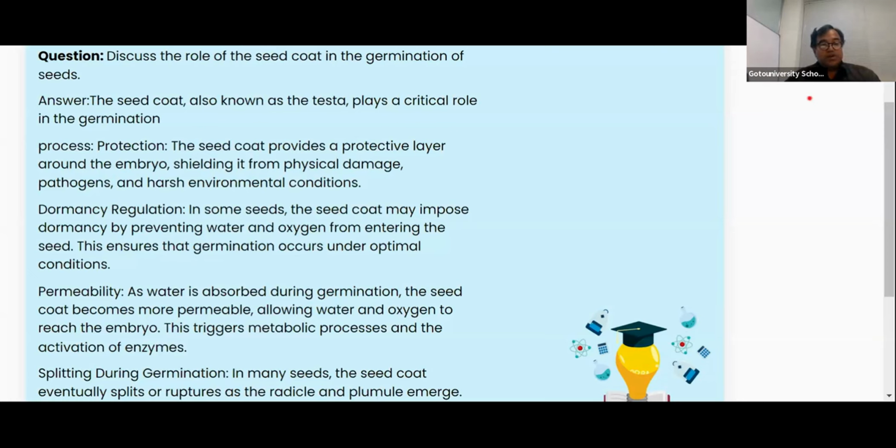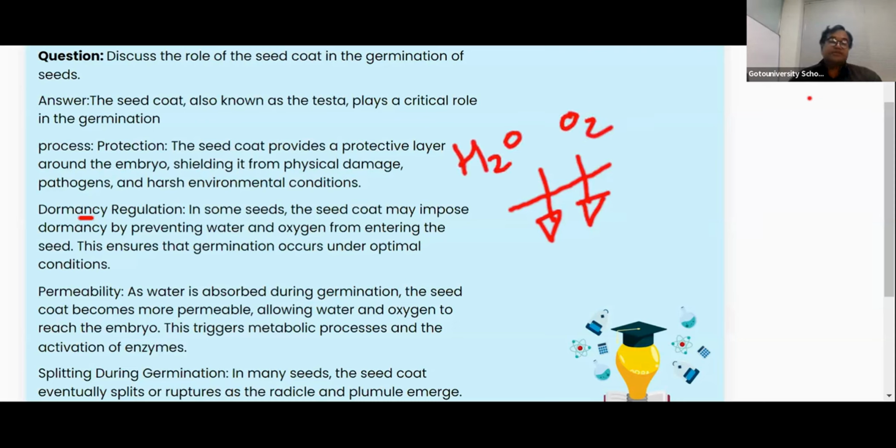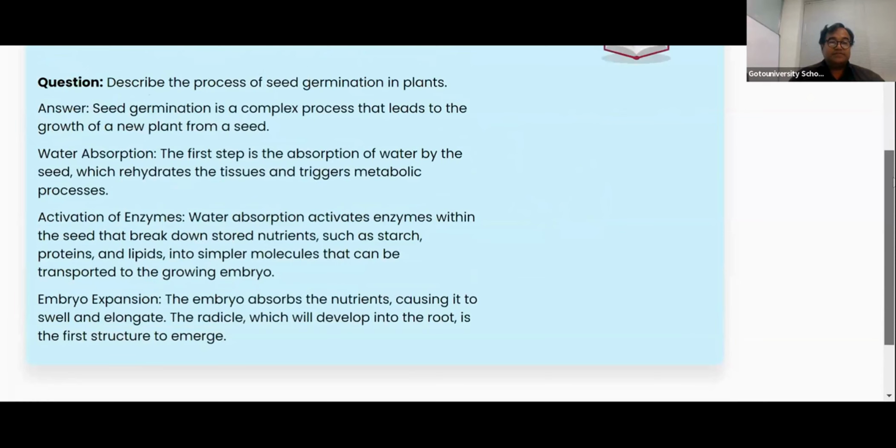And also dormancy regulation. What do you mean by dormancy regulation? The seed coat may impose dormancy by preventing water and oxygen entry. So it should be very flexible. How will it become flexible? The seed coat should become thinner. If it becomes thinner, then the possibility of water entry and oxygen entry is much greater. So these should be kept at a maximum level, and then seed germination happens much faster.